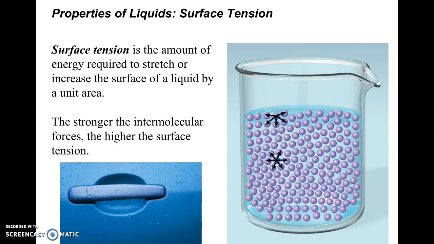And here's an example of little rain droplets we see on the side of a car. You see them on a mirror if you've taken a steamy shower. Water has a very high surface tension because it has very strong intermolecular forces, which of course are hydrogen bonding.